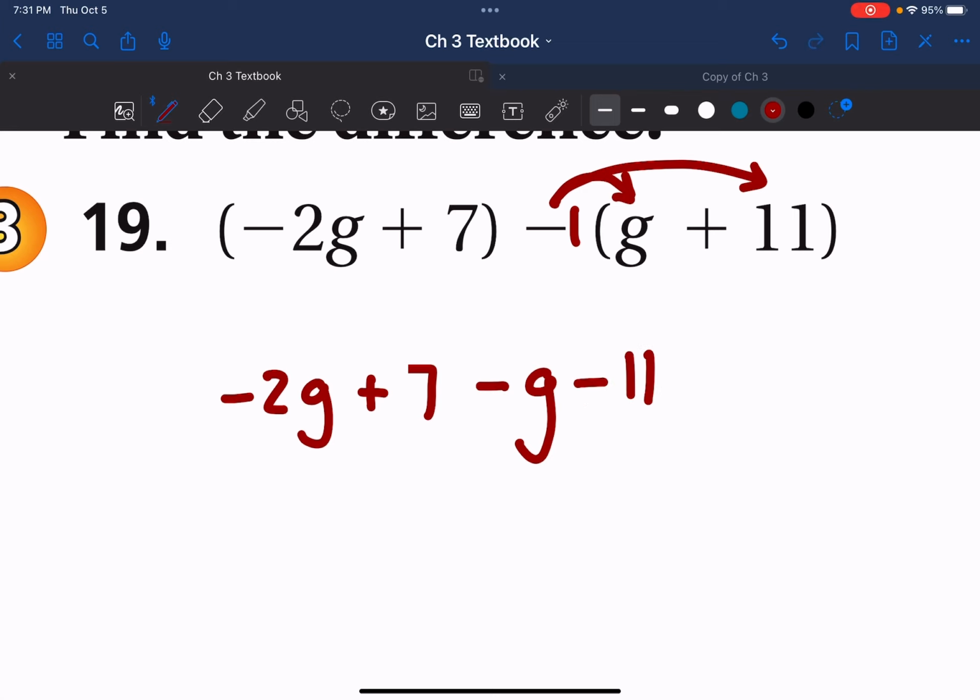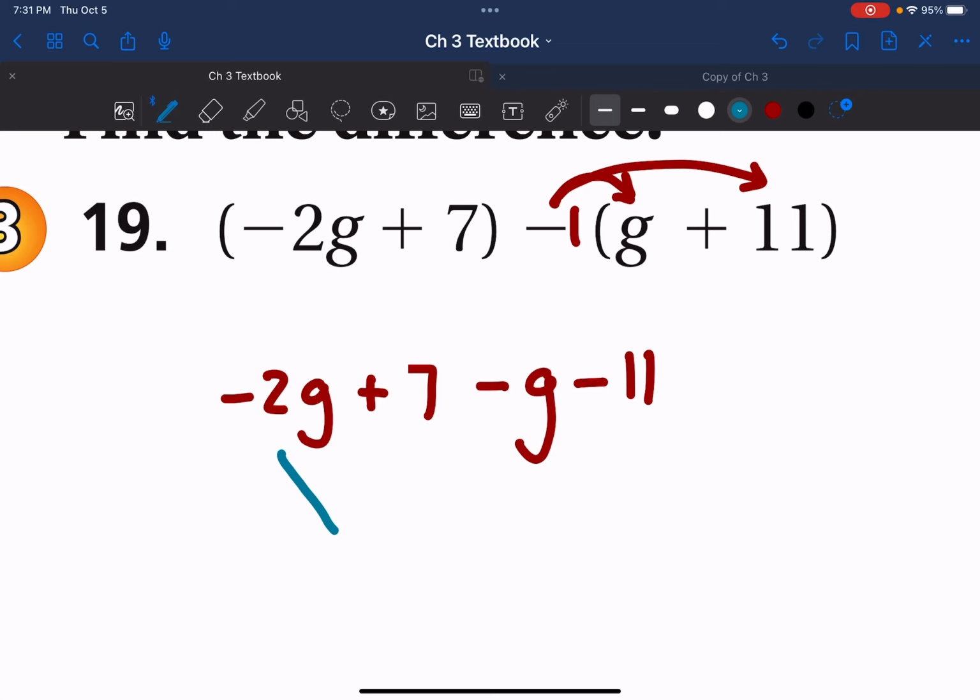Okay, now that we've distributed that negative through, we can combine like terms. This is where I am also curious to see how you can do this on your own. So if you got this far, continue going, pause the video, see if you can do it on your own. If not, we're going to continue.